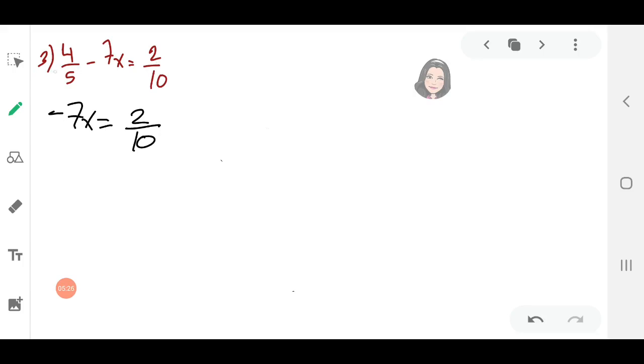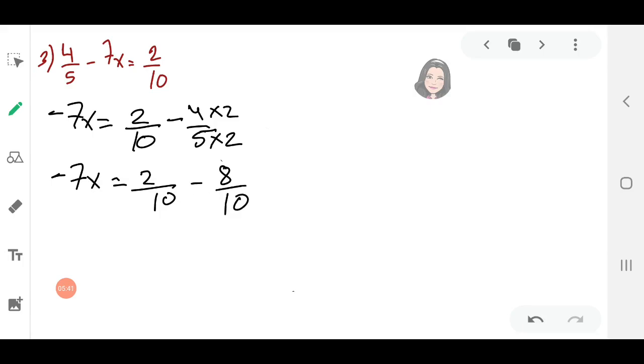This is going to be plus 4 over 5, so it's a minus 4 out of 5. Same denominator, LCM of 10 and 5 is a 10, so I will multiply by 2. Then minus 7x is equal to 2 out of 10 minus 8 out of 10. So minus 7x is going to be equal to minus 6 out of 10.